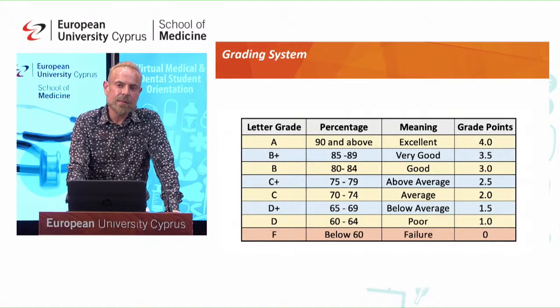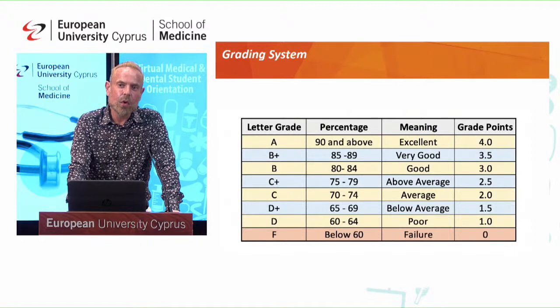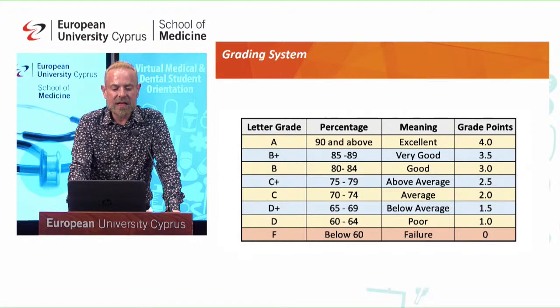Here you can see the grading system of the university, and you see that we've got grades ranging from A to F. Each grade represents a different percentage, it has a different meaning, and it carries different grade points. So for example, the grade A is given to students who've got 90% or above in a course. The meaning is excellent, and these students receive the full GPA, which is 4. B plus is 85 to 89, and they carry a GPA of 3.5.